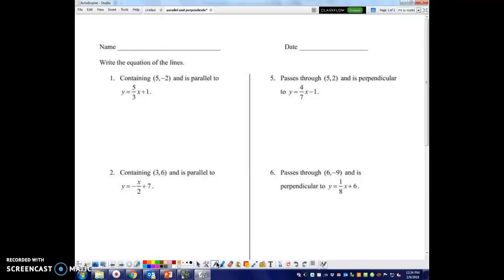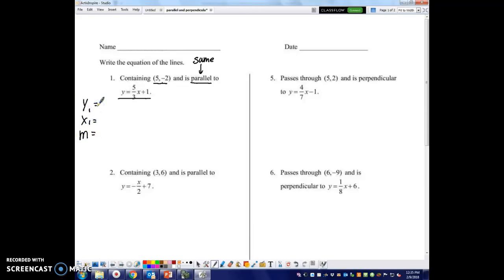Okay, so I'm going to do a few examples with you. Number 1, we want the equation of the line containing this point and is parallel to this equation. So parallel, what does this mean about the slope? It's going to be the same slope. So what I want you to do first, we're going to do point slope form because we know the point and we know the slope because it gives it to us. So y1, x1, and m.